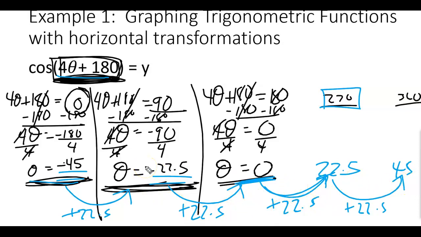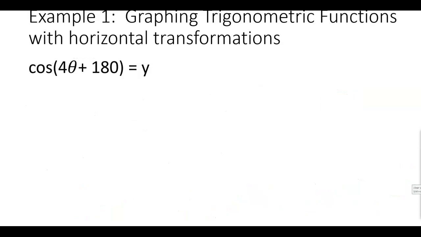So anyway, let me restate some things before we move on any further. So usually with cosine, we start by putting the angles on the graph. And the angles are usually 0, 90, 180, 270, 360. But because of these horizontal transformations, we now know that it's negative 45, negative 22.5, and 0, 22.5, and 45. So that's the new part, okay?